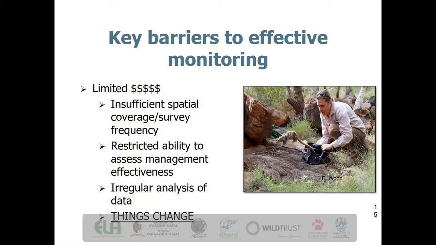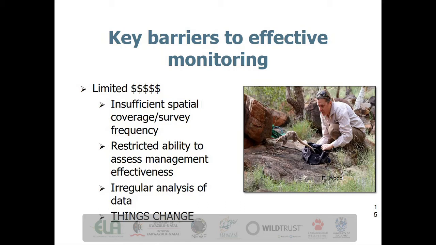Limited dollars is clearly a major problem, but often the problems with monitoring are that the spatial coverage of the monitoring program is limited, and the frequency of survey effort means that we can't gather the kinds of data that are really needed to help solve particular problems. And sometimes there's just a limited understanding of what management effectiveness is all about and the kinds of questions that need to be answered to help managers manage the natural resources or reserves or other kinds of areas.